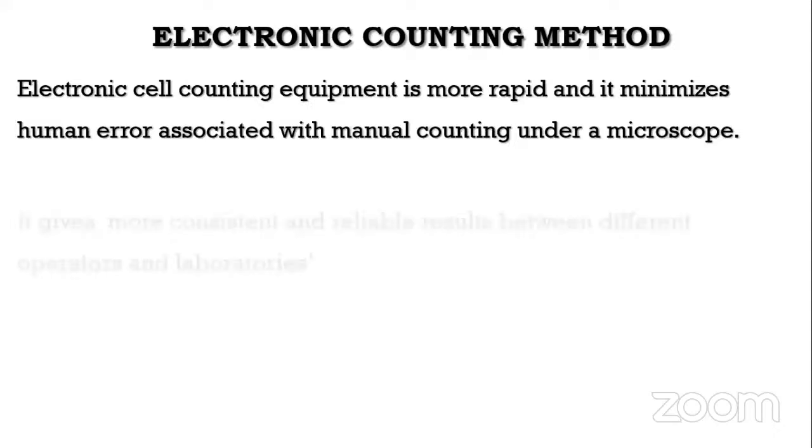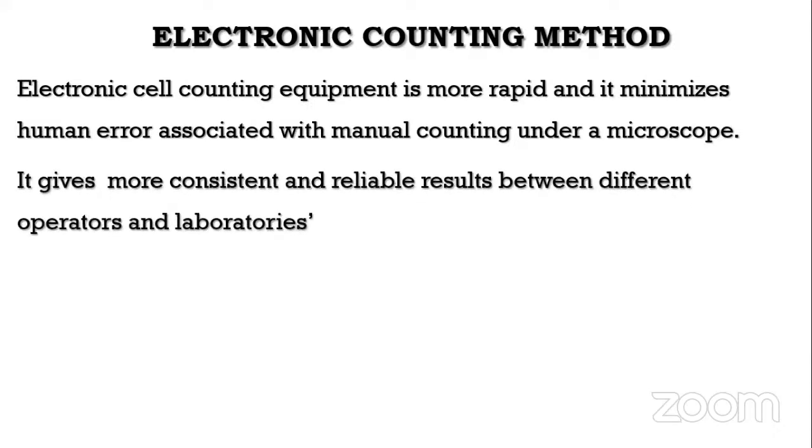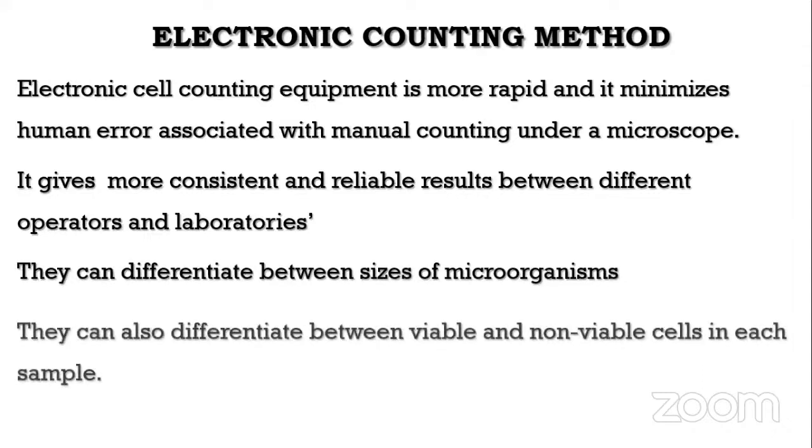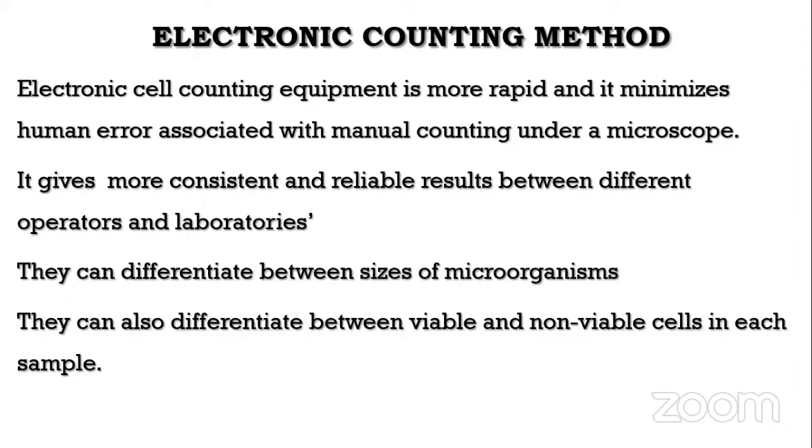We have the electronic counting method, which also gives us rapid information on the microbial cells. It gives us a rapid result, and it usually minimizes human error associated with other methods of counting under the microscope, because counting under the microscope is prone to error. These are limitations of the manual method of counting. However, the electronic counting method is more rapid and it minimizes human error.